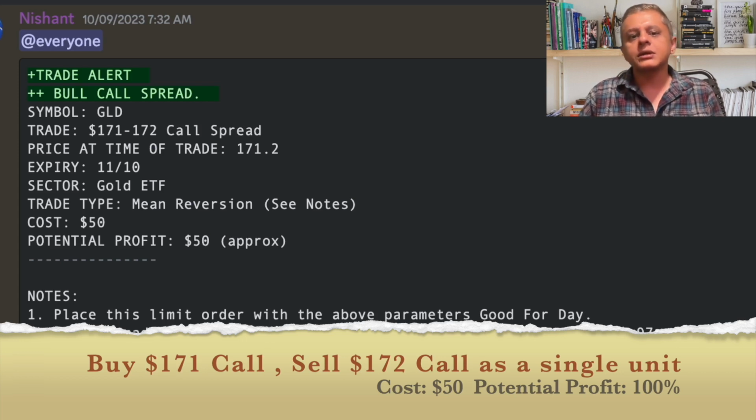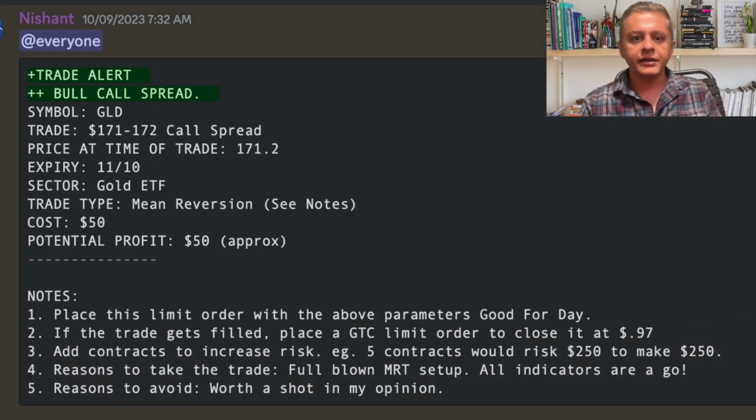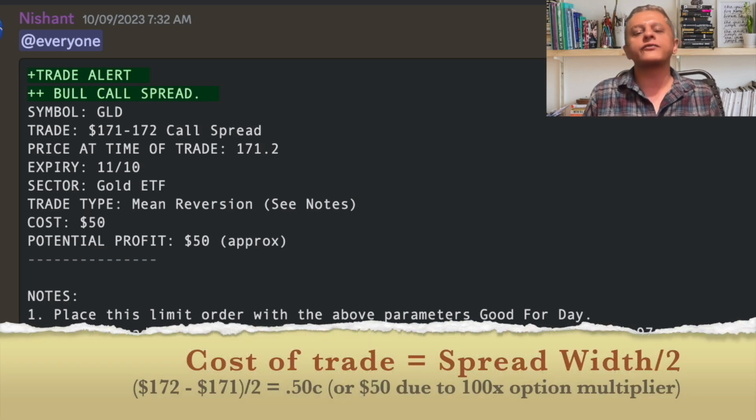Now, the cool thing about debit spreads, or at-the-money debit spreads, is that if you notice in the trade alert, I've also mentioned price at time of trade. It says 171.2. That means the price is right in the middle of my strikes. So it's slightly higher than 171, which is my long strike, and slightly lower than 172, which is my short strike. And when that happens, you can get into a spread for half of the cost, half of the width of the strikes. So in this case, the width of the spread is $1.